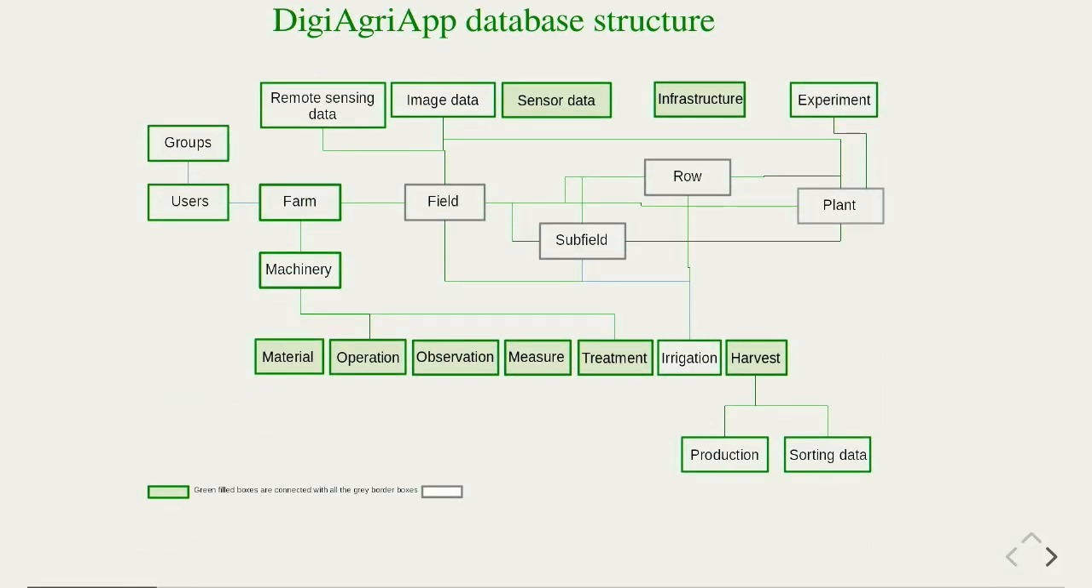This is a little bit of the database structure. It's obviously simplified. We have the farm as one of the central units. To the farm are connected the users, so each user can see only the data of the farm they are connected to. And in the gray box, you can see all the geographical elements. We start from the field. Sometimes fields are divided in subfields, so in a smaller part of the field. We have rows and plants.